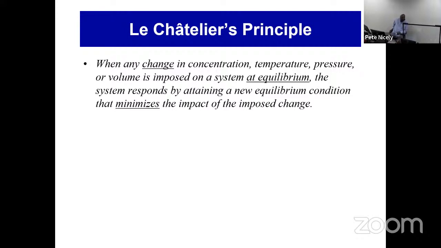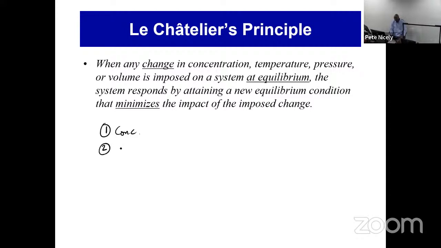This guy came up with a very important principle which makes predictions as to what would happen to an equilibrium system if you make certain changes, right? And the different factors that will affect equilibrium, I'm just going to list them here. The first one we're going to look at is concentration, right? Of the different components of the system in equilibrium.